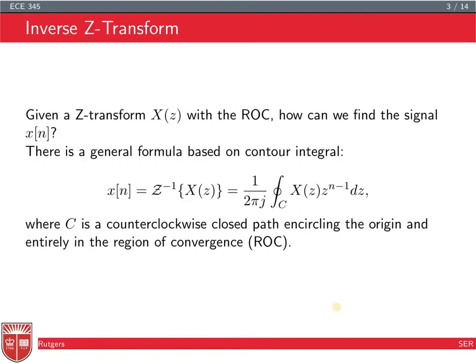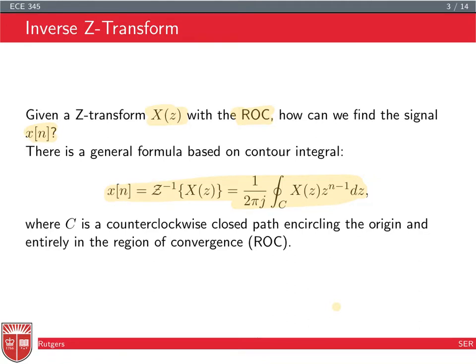The inverse Z transform is basically the following problem. Given the Z transform of a signal, which is X of z, with the corresponding ROC, the problem is to try to find what is the actual signal x of n, which is the signal in the time domain. To do this, there is a general formula which involves a contour integral, that gives you at each time n the value of the signal as an integral involving the Z transform of the signal.